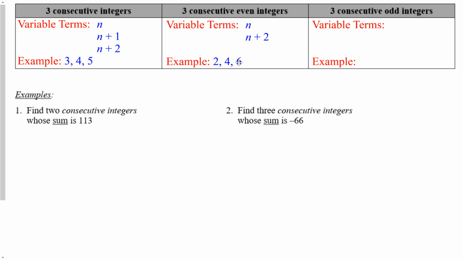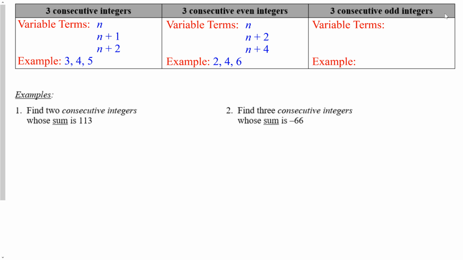To go from 4 to 6, in our example, we're adding another 2 onto the 2 that we've already added, for really a total of 4 being added onto the original. So again, with consecutive even integers, if there were 3 of them, you'd have n, n plus 2, and n plus 4.